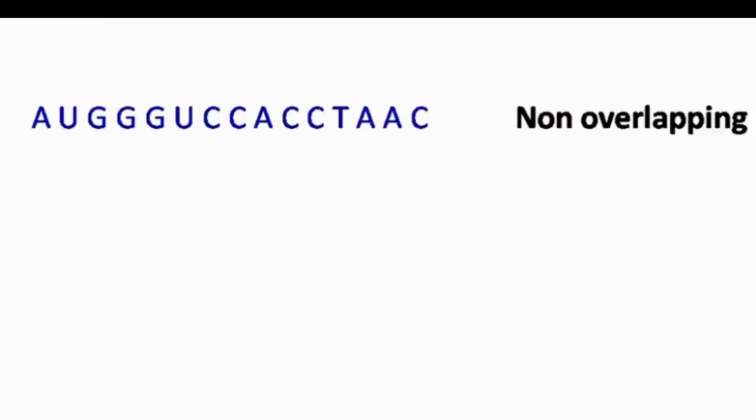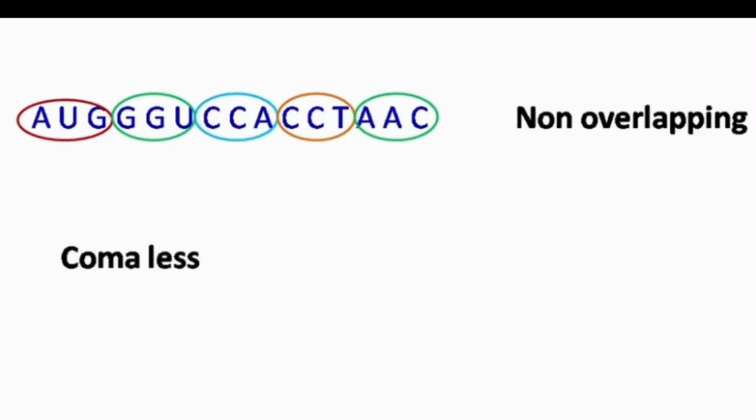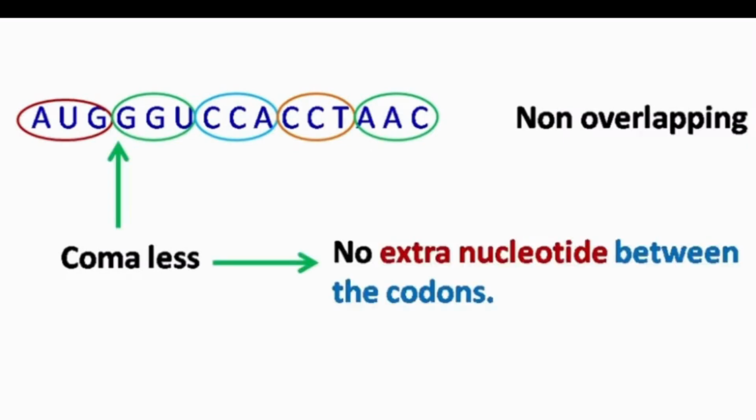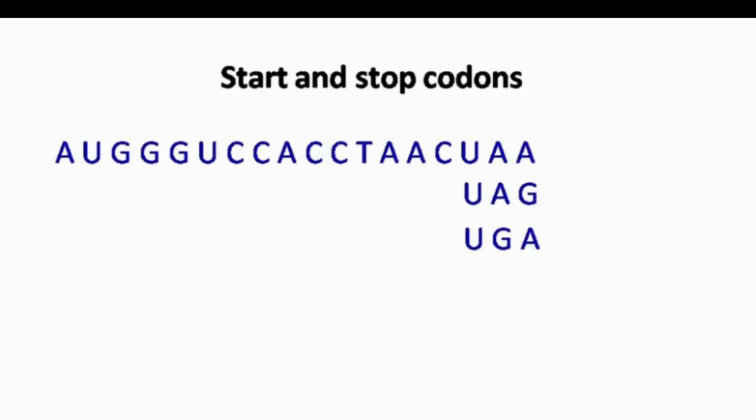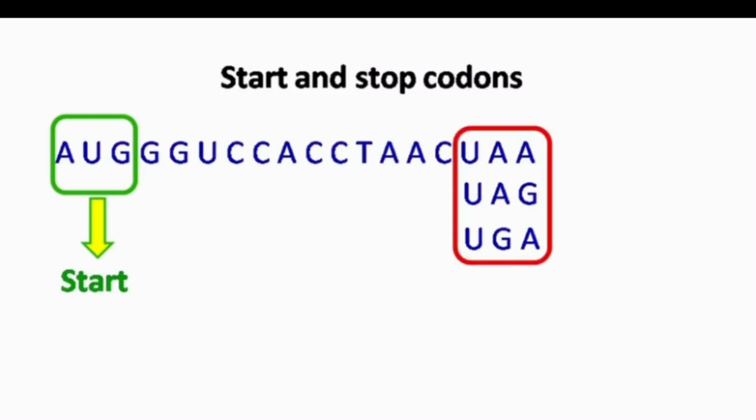The genetic code is non-overlapping, which means after reading one triplet, the reading frame shifts over the other three nucleotides. The genetic code is commaless, which means there is no extra nucleotide between the codons. The genetic code has start and stop codons. AUG is usually a start codon that codes for methionine, and stop codons are UAA, UAG, and UGA. The stop codons are also known as nonsense codons as they do not code for any amino acid.